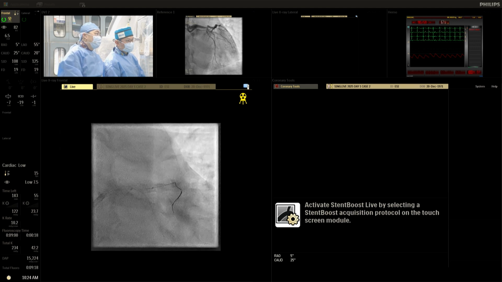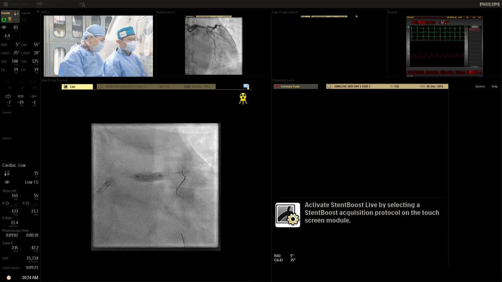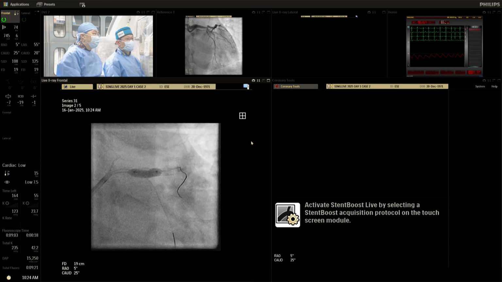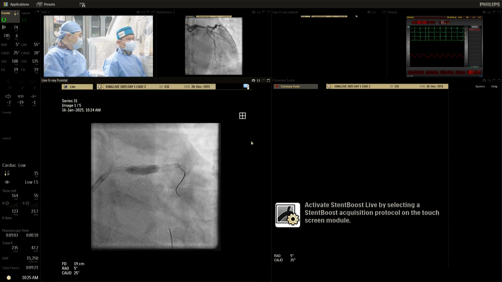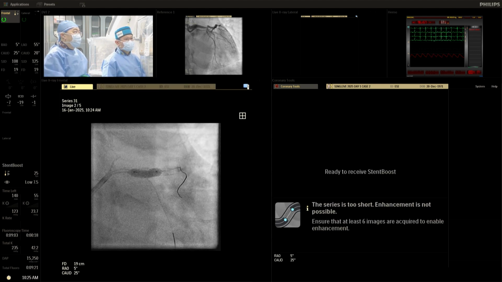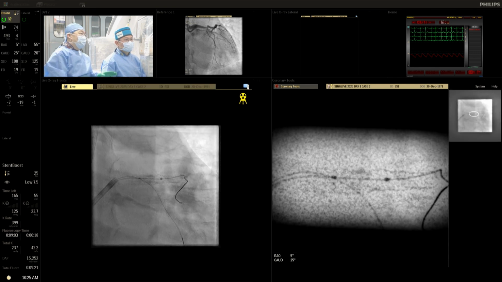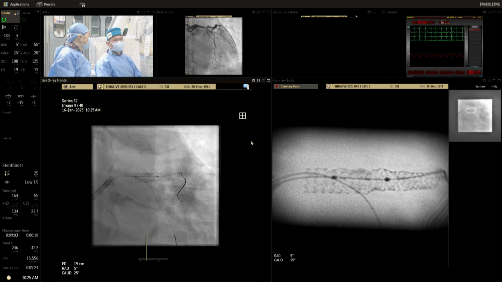Okay, we do one more stem boost and then, in this case, has anyone done anything differently, or is it too late to do anything differently?